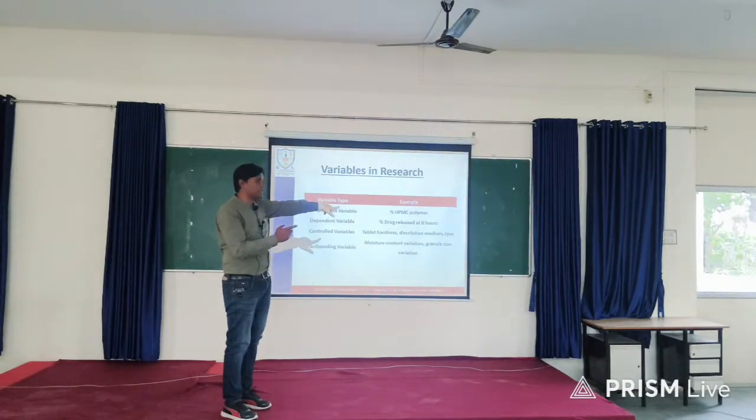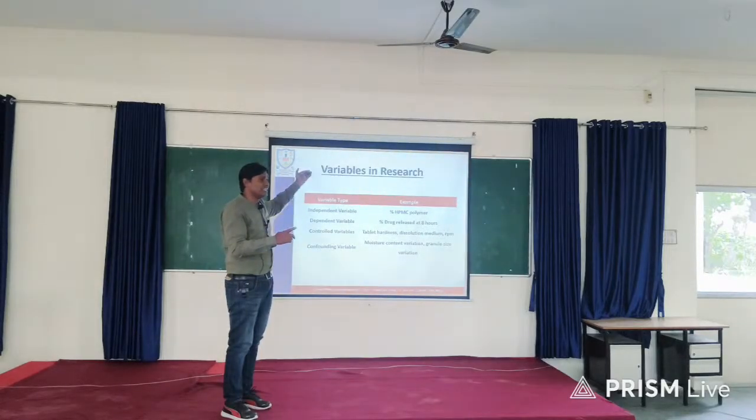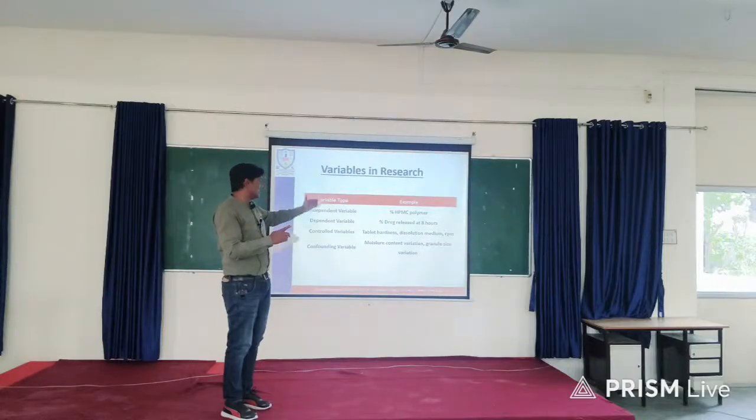In a particular dissolution medium, suppose acidic dissolution medium, that is 0.1 normal HCl, one type of release; 6.8 basic pH, another type of release. So here the release is not actually related to the concentration of HPMC polymer, but it is related to the dissolution medium. Hence, keep it at a constant level, control it, so that you can establish the relationship between the level of the HPMC polymer and the rate or amount of the drug that is released.